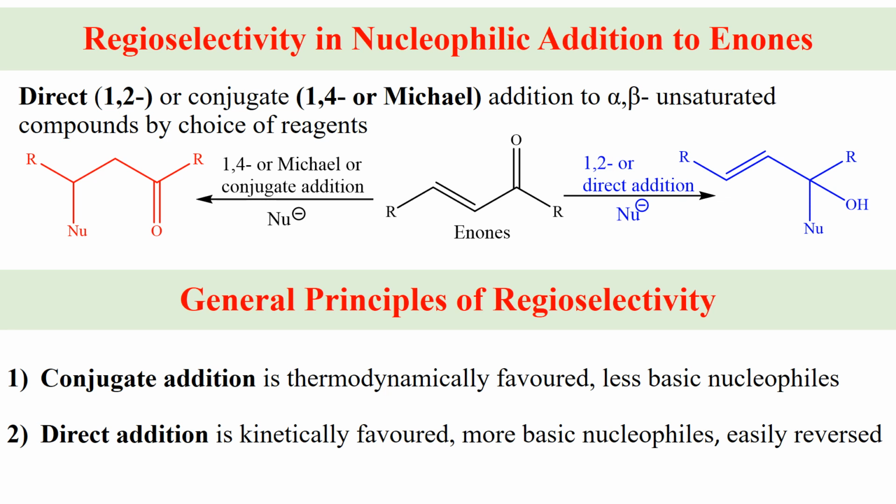The general principles of regioselectivity are that conjugate addition is thermodynamically favored and takes place by a less basic nucleophile, as the weak carbon-carbon double bond is lost, but the strong carbon-oxygen double bond is retained. While the direct addition is kinetically favored and is easily reversed when the nucleophile is more stable, and in competing reaction, in case of a more stable nucleophile, 1,4 addition predominates.